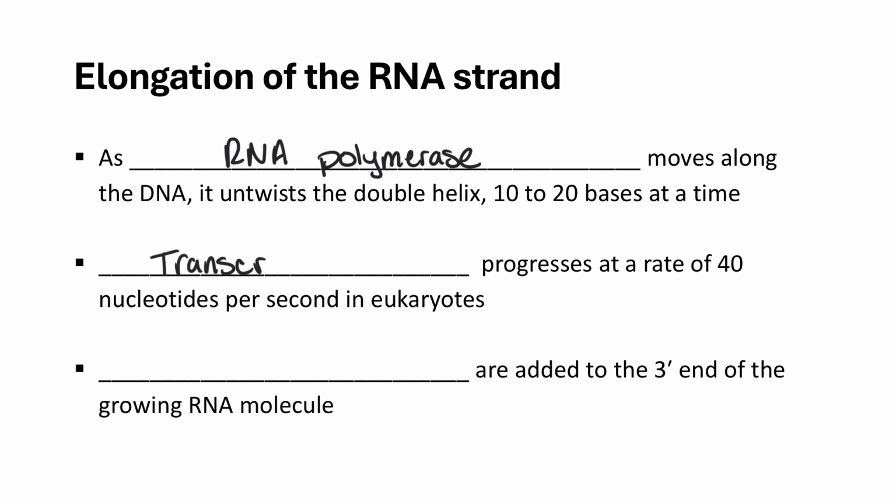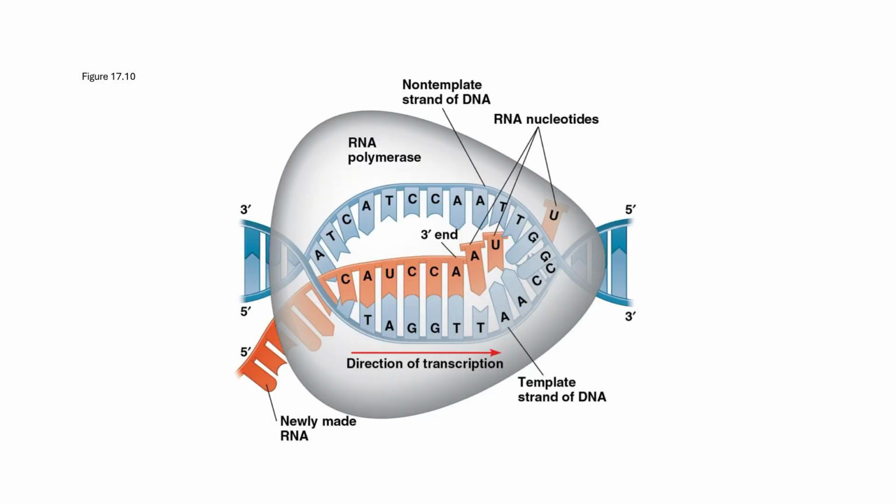Transcription is going to progress at a rate of about 40 nucleotides per second in eukaryotes. The nucleotides are going to be added at the 3' end of the growing RNA molecule. So in this figure here, we have the RNA being synthesized. The DNA is shown in blue. The RNA that's being synthesized is shown in red. And the nucleotides are being attached to the 3' end, one at a time, pairing up with the complementary base pair using the DNA as a template.